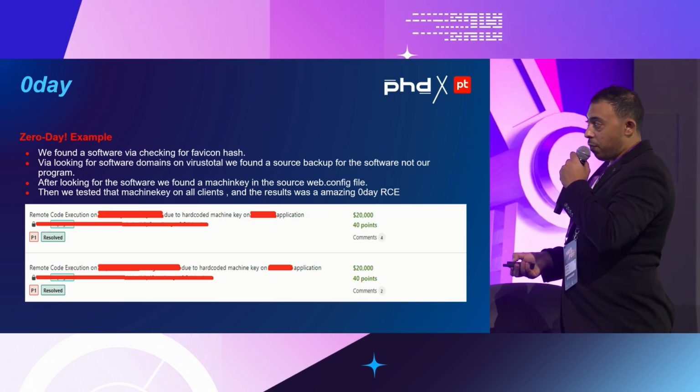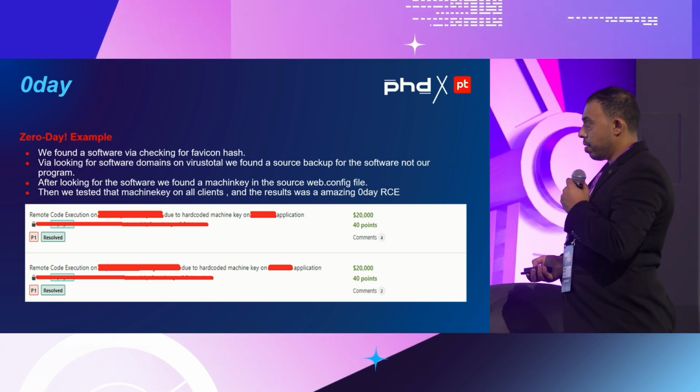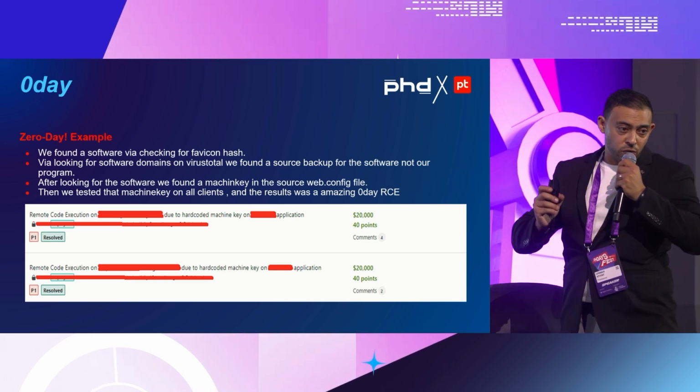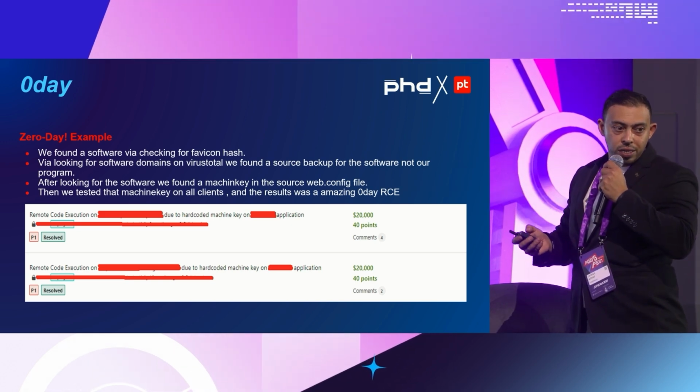And here is an example of 2 client reports and the bounties at the same time. It was very easy, just by downloading the software, installing it locally, then matching the machine key with all the other clients.